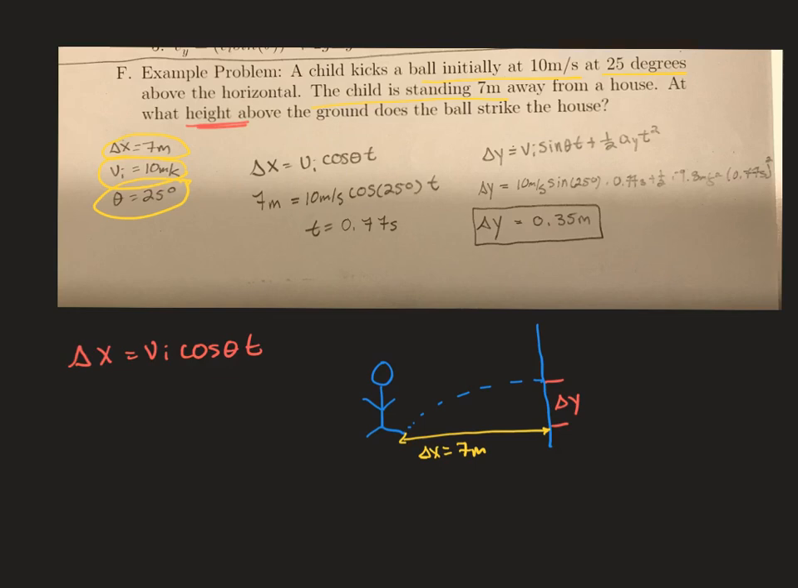So remember, time is a link between the x and the y direction because the object follows a parabolic path. It doesn't go in the x and then go in the y. It follows a parabolic path, changing xy coordinate as it goes across.